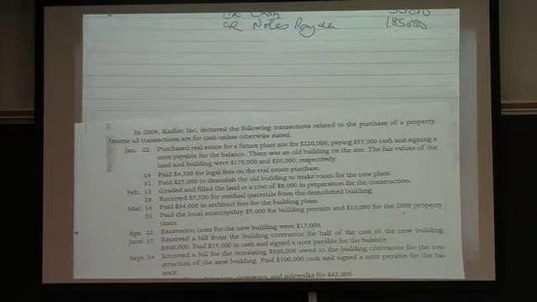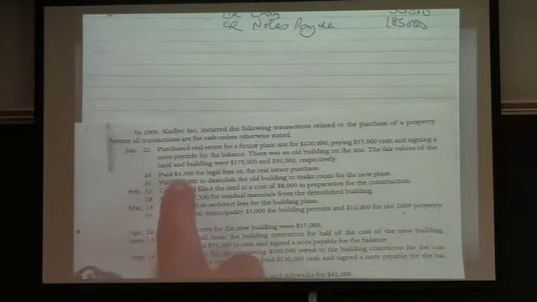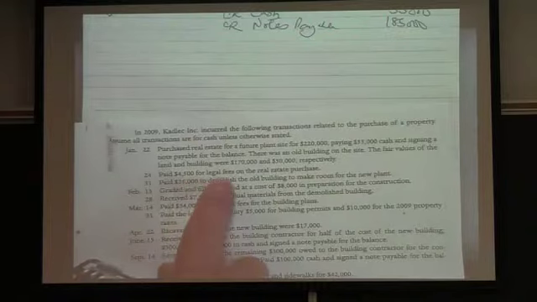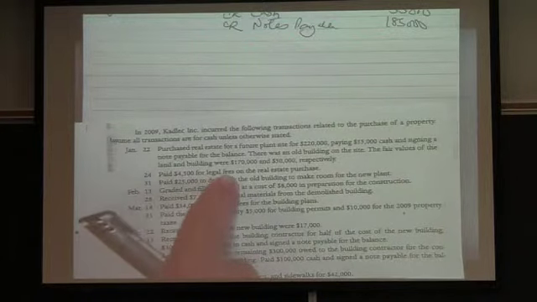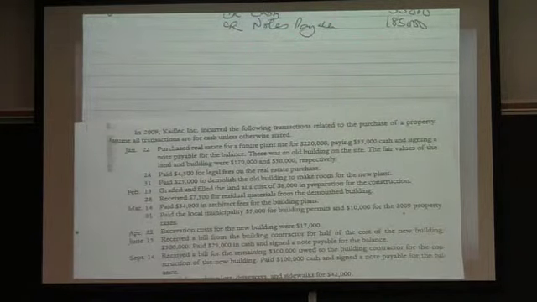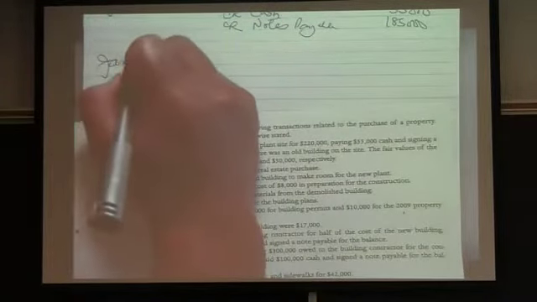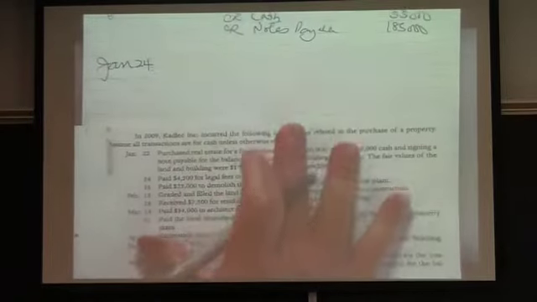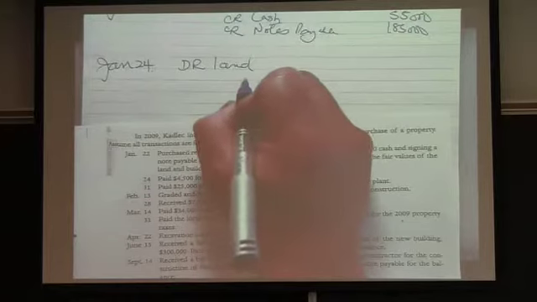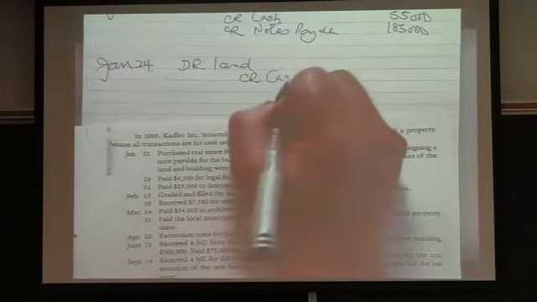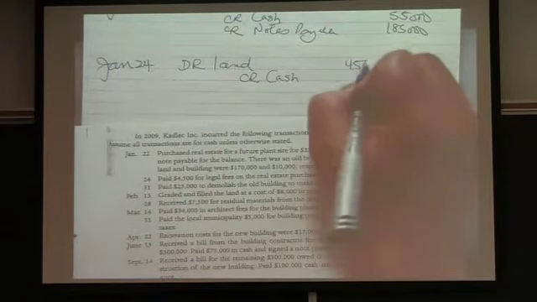Now on the 24th, we paid $4,500 legal fees for the real estate purchased. And again, the question is, is that an expense or is that part of the asset? And the answer is we need to include it as part of the asset because it was necessary to get the ownership in place, the legal cost. So we're going to debit land and credit cash for $4,500.